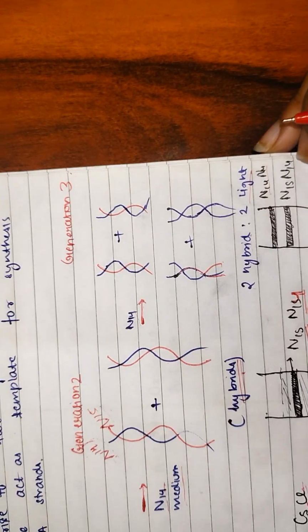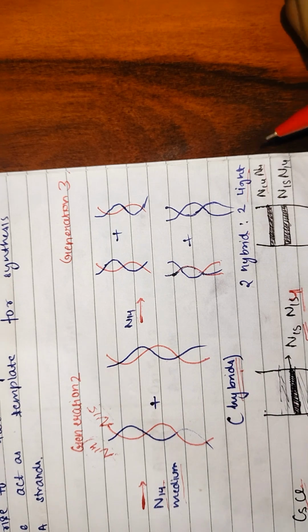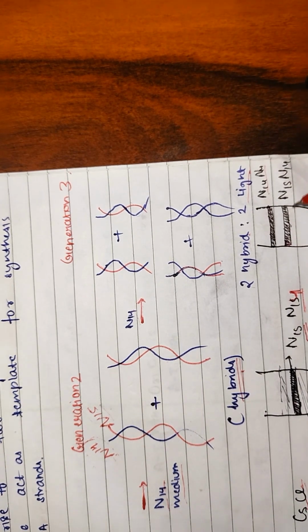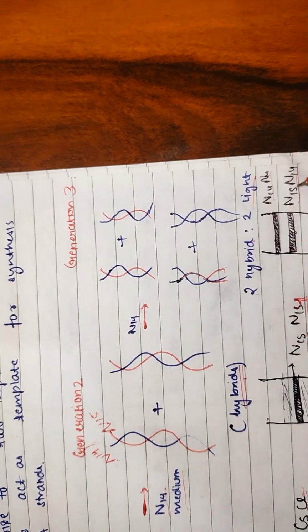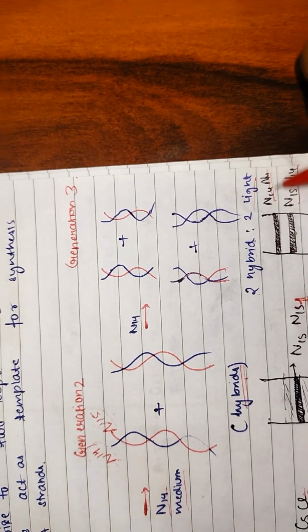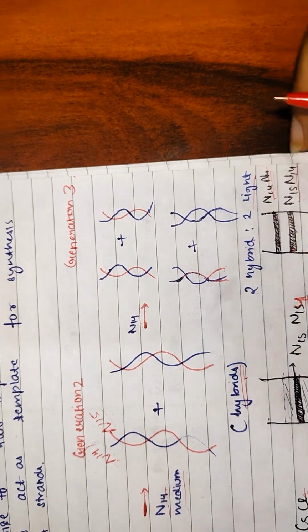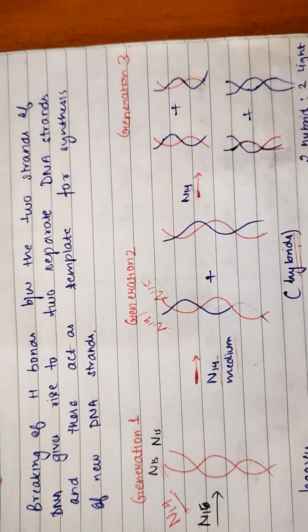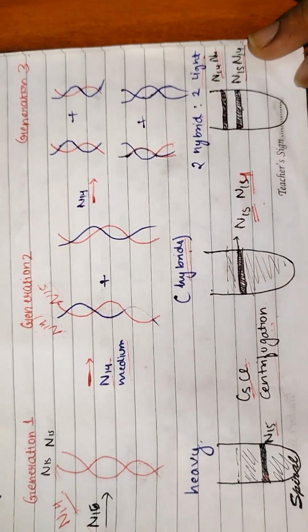After one more generation, they observed that two bands are formed: one in the middle and one at the top. It means that half of the DNA formed was hybrid and half was light. So using this experiment, they proved that the mode of replication is semi-conservative in nature.